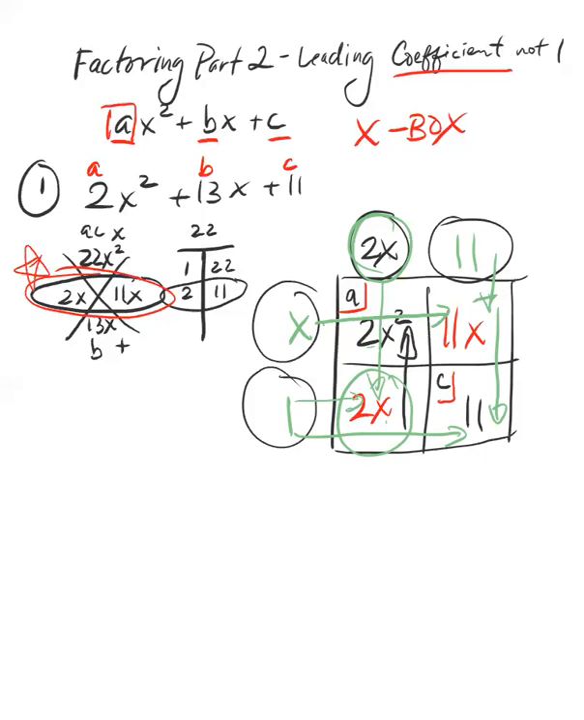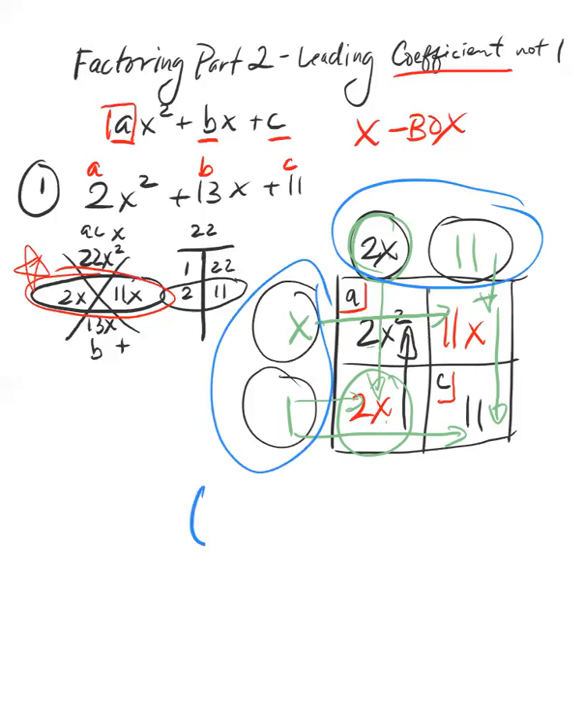And what we have written on the outside, signs included, these guys are my answers. So the factored form of our first problem is 2x plus 11 times x plus 1. And that's our X box method here. So this is the first problem. We'll do a few more here.